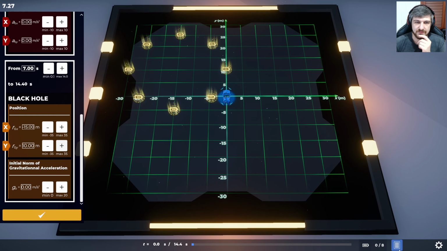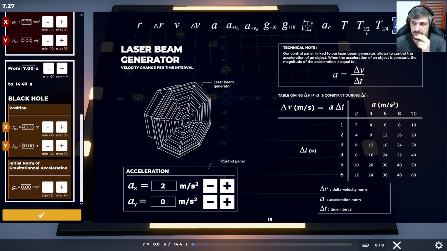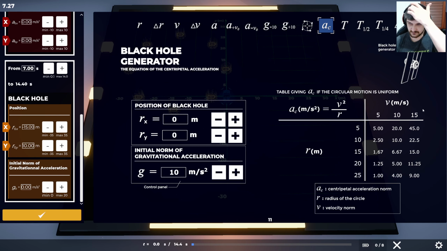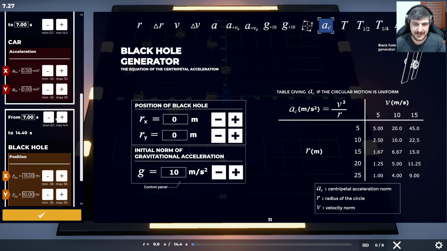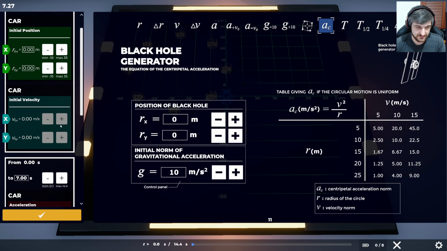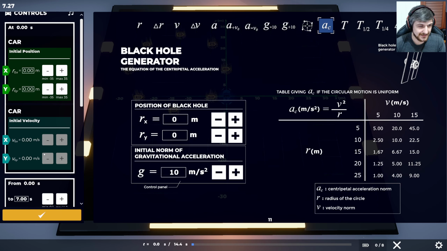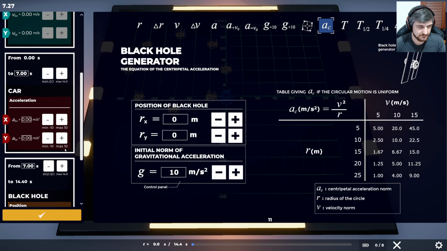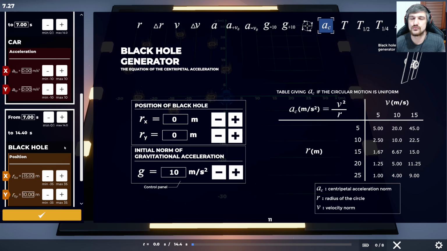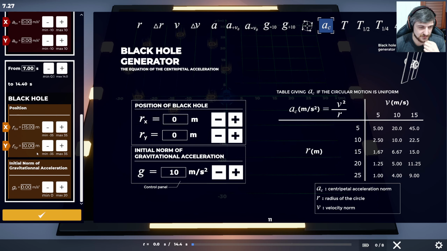It's a radius of 15. And we only have 14 seconds, so we need to be moving at a speed of 10. We can't change our initial velocity, actually. We can only accelerate to 10 in time, and then it's going to pull us around.